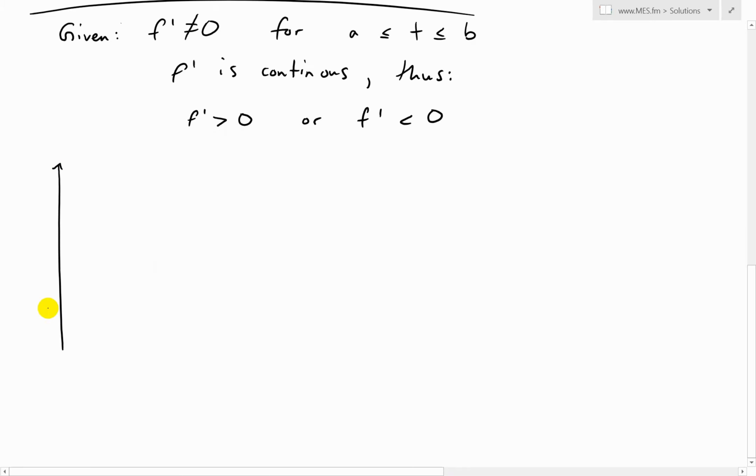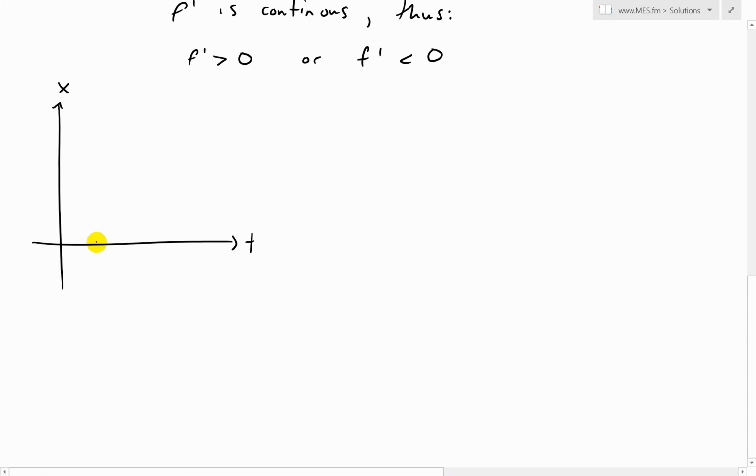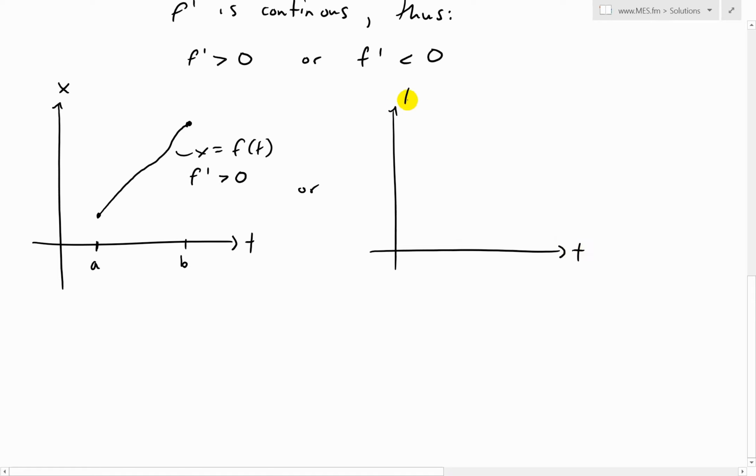If we graph this visually, this is t, this is x. For the first case, we have a, and up to b, and it can only increase. This is x equals f of t, where f prime is greater than 0, so it's always increasing. Or we have the condition where it's decreasing. If this is t, this is x, with a and b, it's either we go down or we go up. In this case, it's always going down, because f prime is never equal to 0, so you're always decreasing.